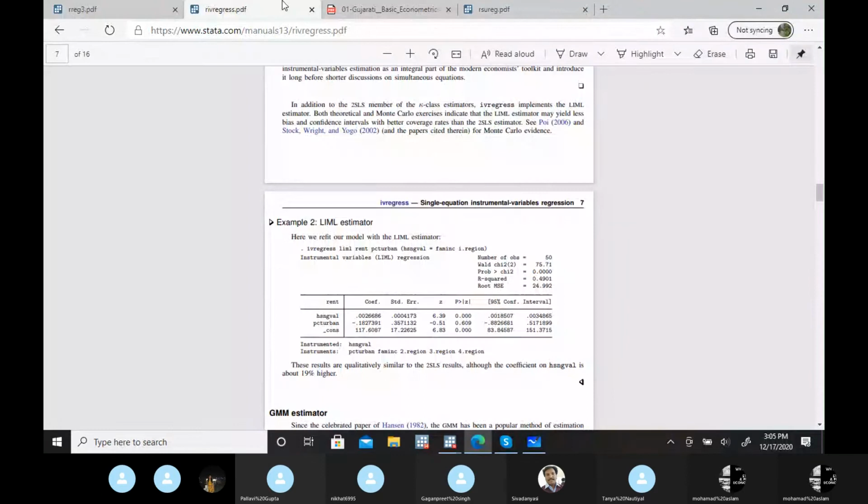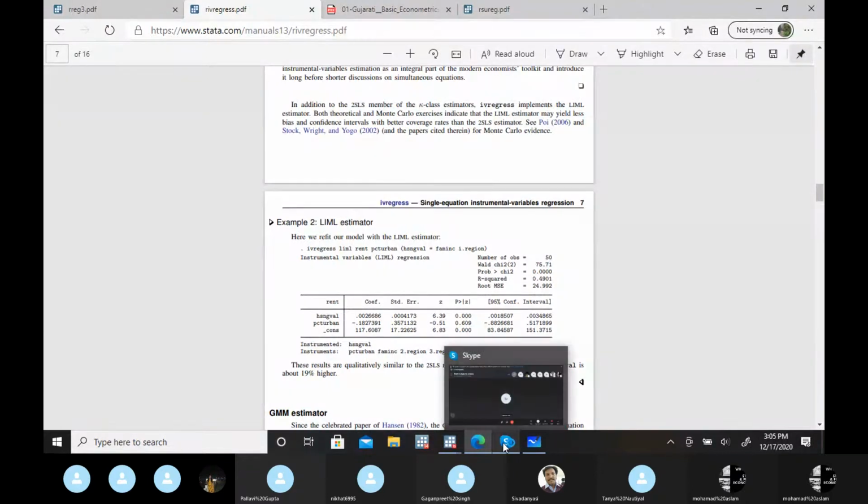Okay, so let's get back to the 2SLS. Yesterday we did the 2SLS method. So first, in brief, let me give you some idea of what actually we are doing.